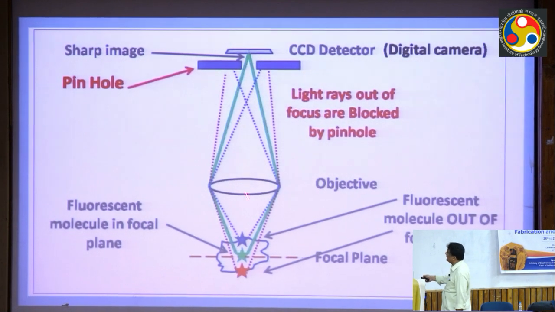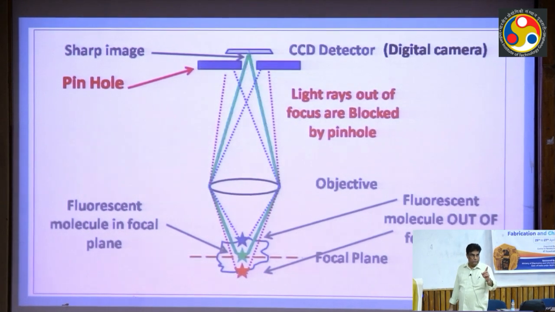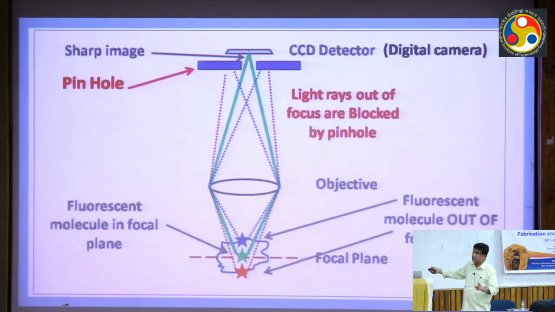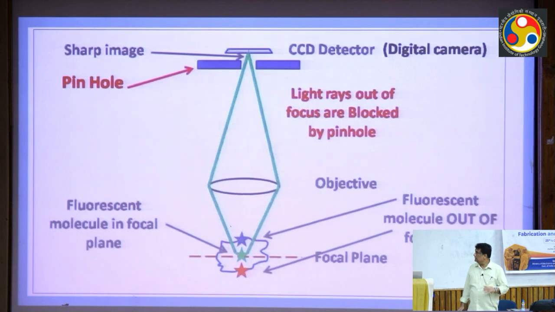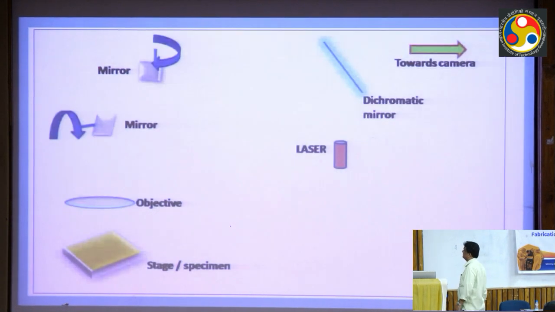It will not allow the out of focus, the red and the blue light to go through the slit. Because they are out of focus, they will be obstructed in the pinhole. So you get only the focused light in the process of looking at the fluorescent molecules.